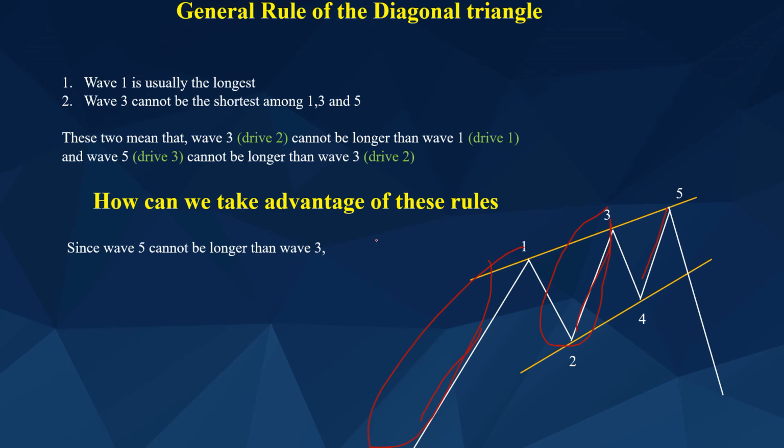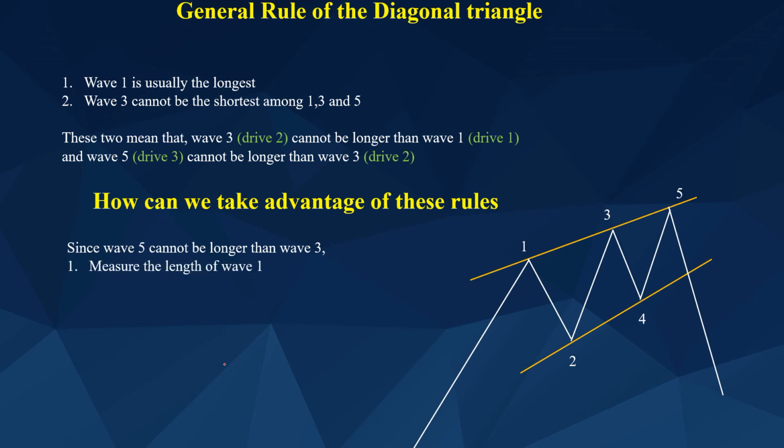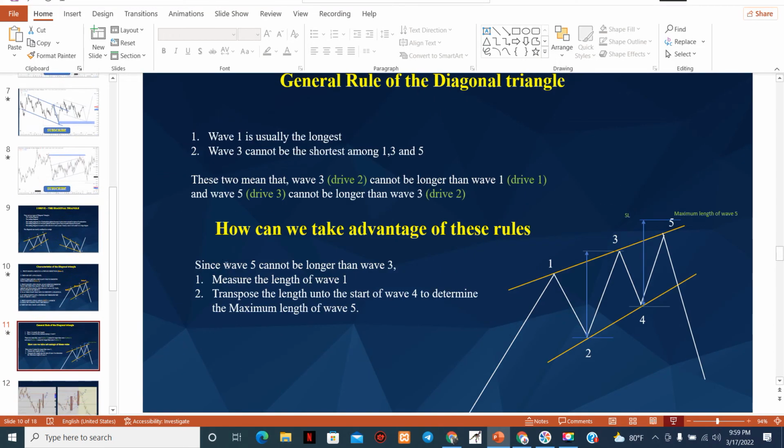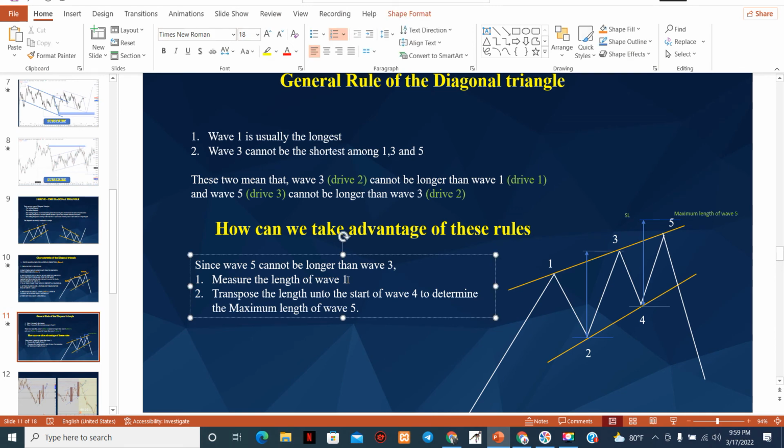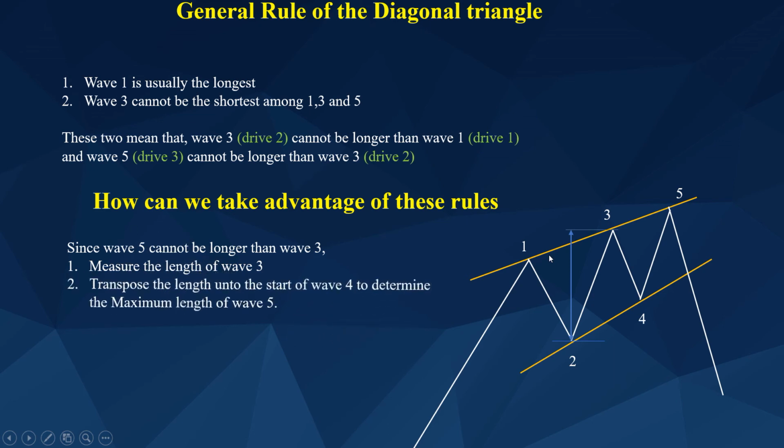So how can we take advantage of this? Since wave 5 cannot be longer than wave 3, then we measure the length of wave 3. Not wave 1, sorry, it's supposed to be wave 3. We measure the length of wave 3, which is this one, and then we transpose it to wave 5.